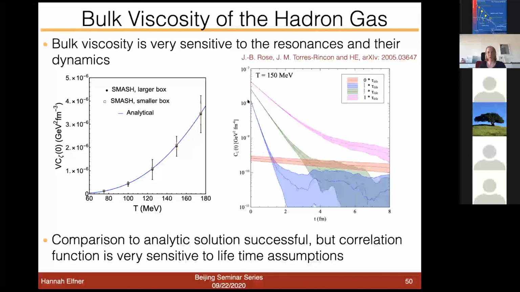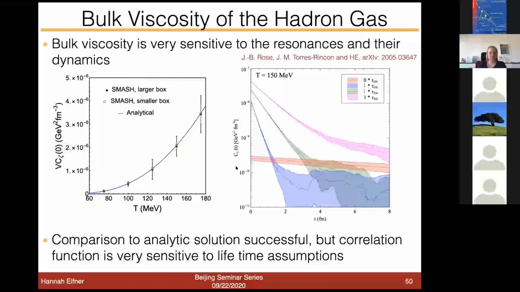And then if you go back to the usual lifetime of the rho, you get a very different correlation function, very different bulk viscosity. So these are really factors of 10, 20, even 100. So this makes a huge difference here.